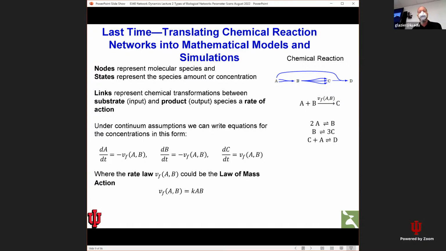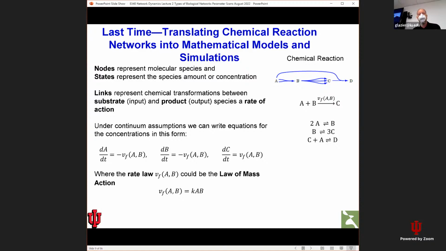Similarly, we'll find that if A participates in multiple chemical reactions, one ODE for A might actually map to different pieces of multiple chemical reactions. If A plus B went to C and A plus D went to E, then I would have 2 terms in my rate law for dA by dt.